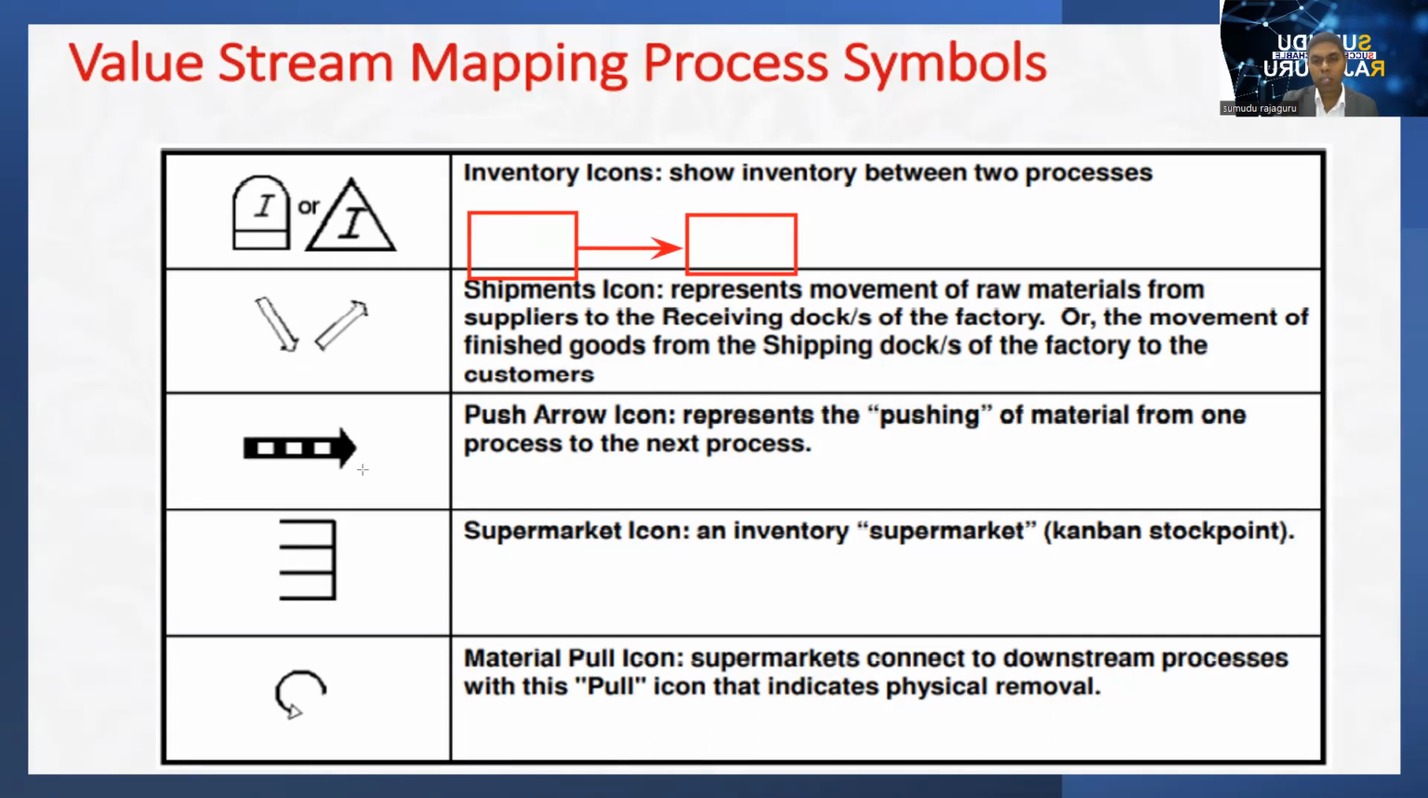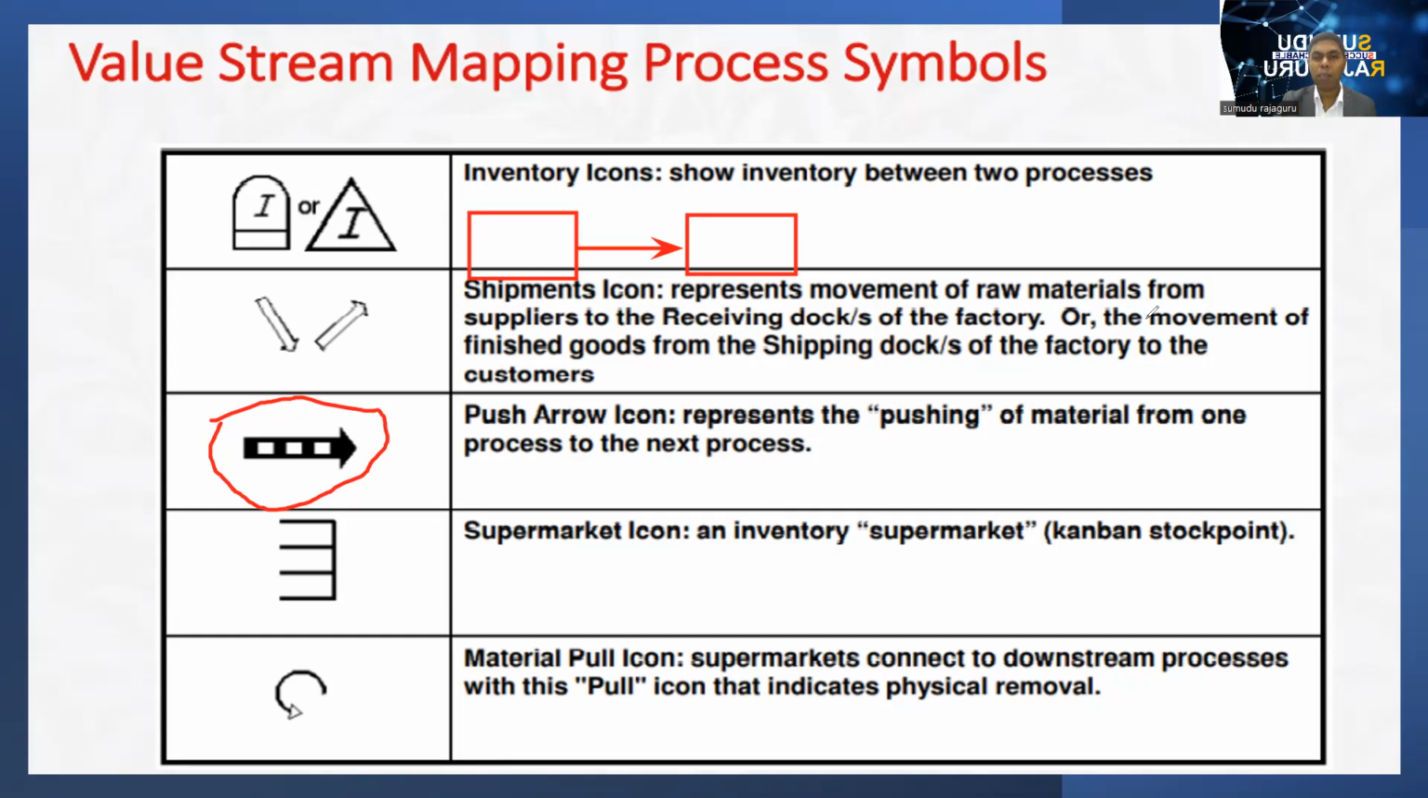This is also a shipment icon, but it is a little bit different. It's called the push arrow icon. So when we draw the value stream map from process 1 to process 2, if there is a push happening, we have to use this icon. When we draw the current value stream map for the first time, most of the time we have to replace the shipment arrow with the push arrow, because everywhere we can identify inventories and WIPs.